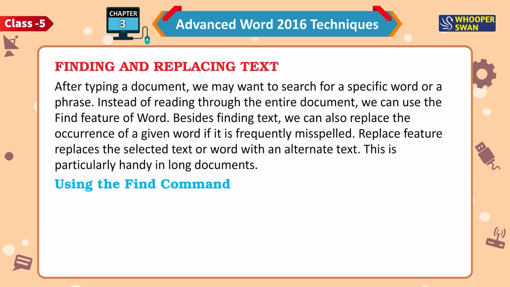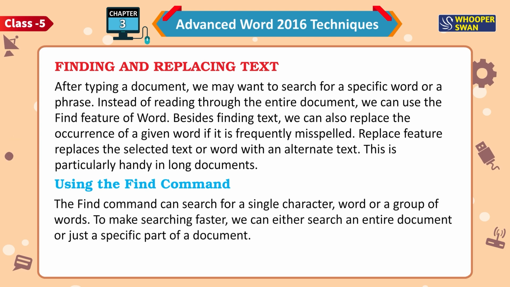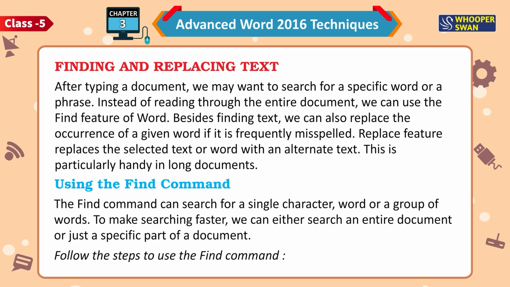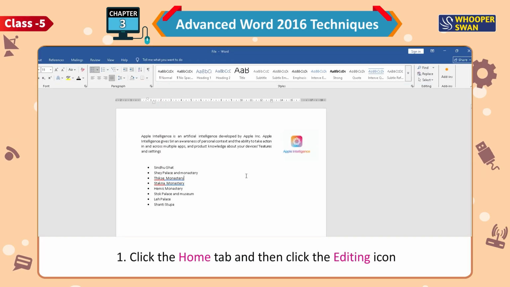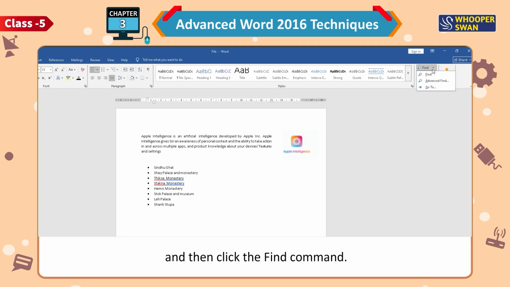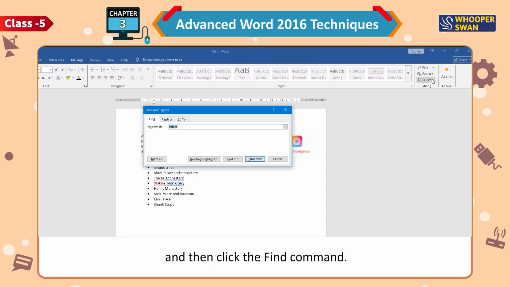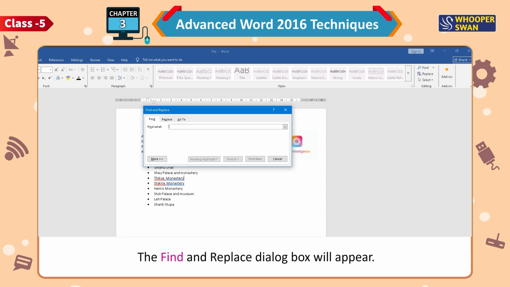Using the Find command. The Find command can search for a single character, word or a group of words. To make searching faster, we can either search an entire document or just a specific part of a document. Follow the steps to use the Find command. Step 1. Click the Home tab and then click the Editing icon and then click the Find command. The Find and Replace dialog box will appear.